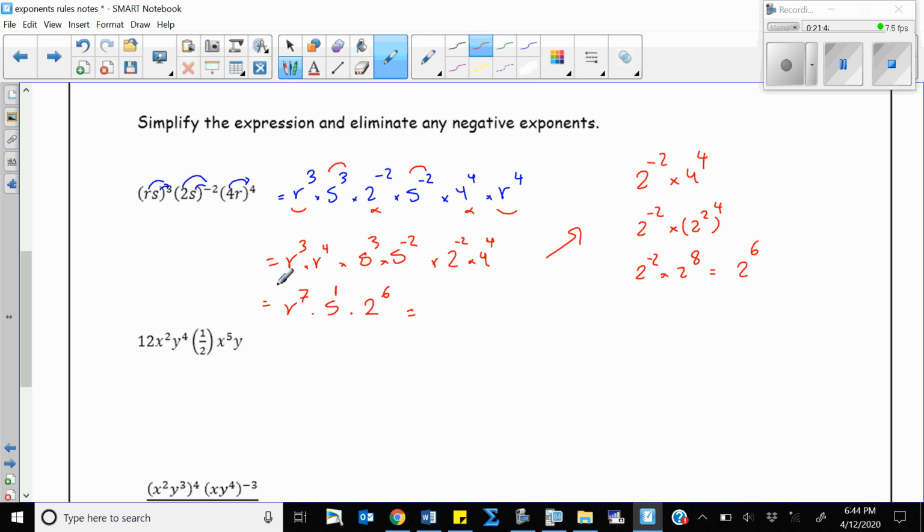The best way to write such an expression is to write the numbers first as the coefficient, 2 to the 6, and then write the letters like R to 7 and S, because S to the power of 1 is just S. And that's the answer.